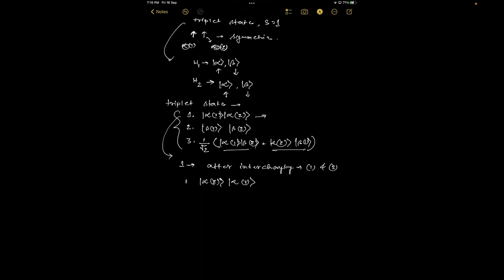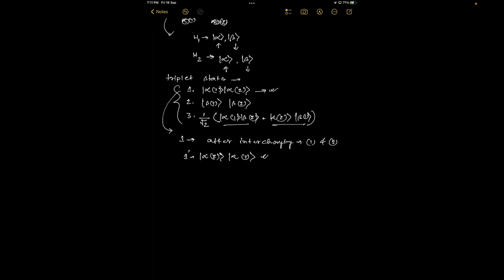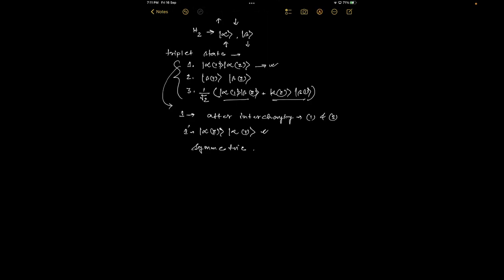Now let's say this is 1 prime, so this is again the same wave function, right? This wave function and that wave function are identical to each other. That means after interchanging the two hydrogen atoms, the total spin wave function corresponding to the triplet states of the ortho hydrogen gas are symmetric. If you interchange two hydrogen atoms, the wave functions will be identical after transforming. So they are actually symmetric. So this is the story of ortho hydrogen.